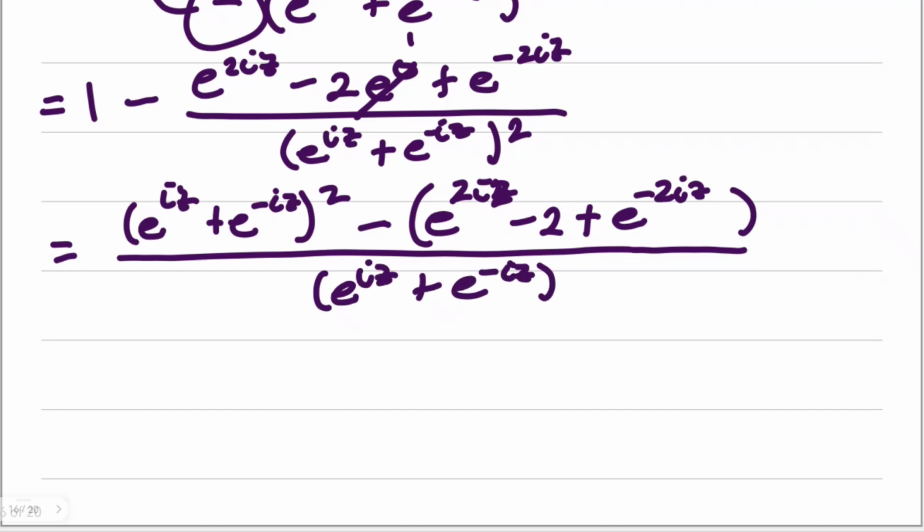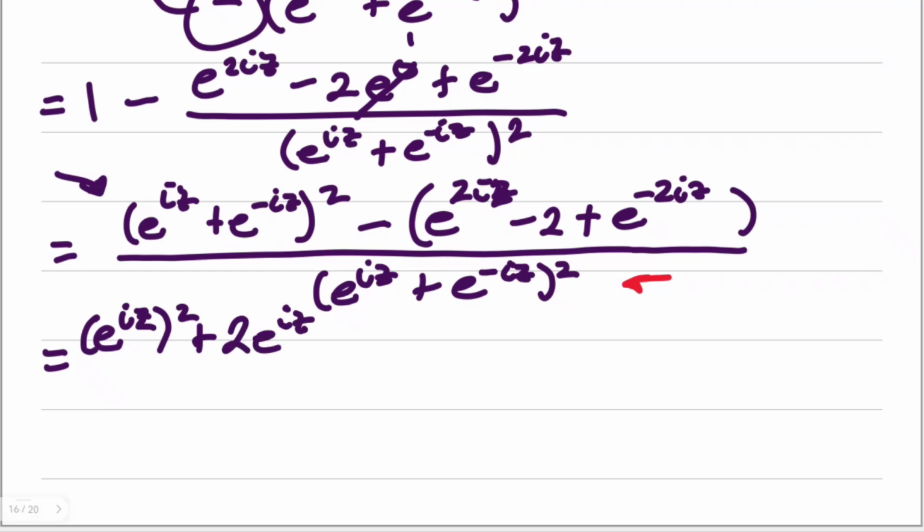Negative iz squared. Now, since we cannot combine the denominator, let's express the numerator as a square of a binomial, but let's just keep the denominator as it is. Only the numerator will be combined from that perspective. So what will happen here is this. Allow me to square the numerator. So you have here e to the power of iz squared, and plus, because it's plus, right? Plus twice the product of e to the power of iz and e to the power of negative iz, and then the square of the second term, e to the power of negative iz squared.